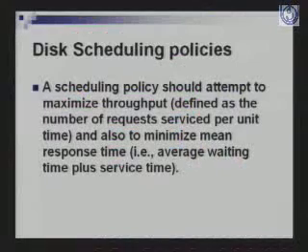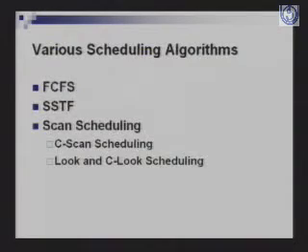So there are several algorithms available. Let us see the list. One is FCFS, which is the simplest scheduling policy, called first come first serve. Another is shortest seek time first, SSTF. And a third is scan scheduling. Under scan scheduling there are two methods available: one is C-scan scheduling and the other is LOOK and C-LOOK scheduling.